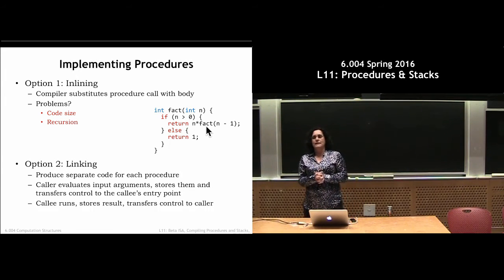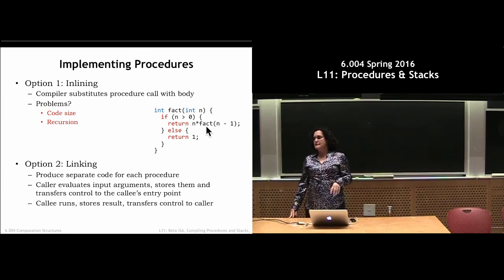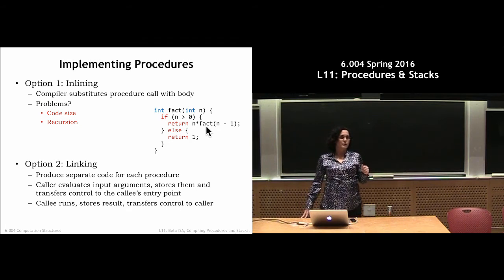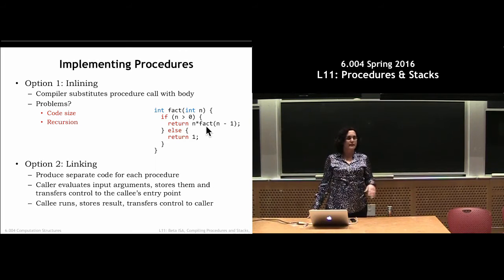I will say that there are some instances where inlining makes sense. For example, if you have a very short procedure and you don't use it many, many times, then the compiler might choose to inline that code, because otherwise, as you'll see as we go through today's lecture, handling it in a more generic way has some overhead costs. So sometimes for very small procedures, you might not want to pay that overhead. But more often than not, you will want to do it the more generic way.